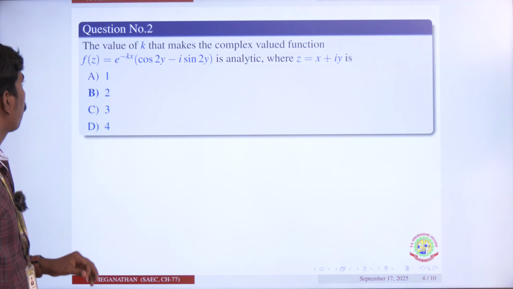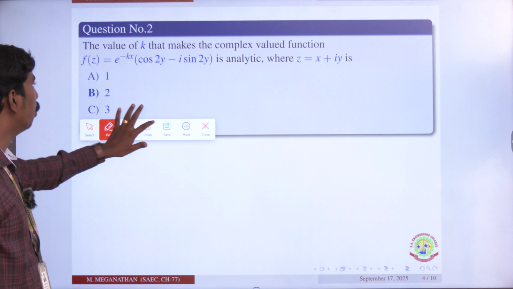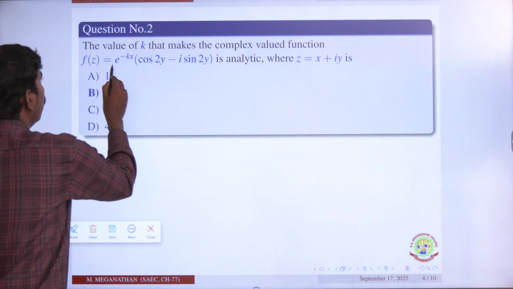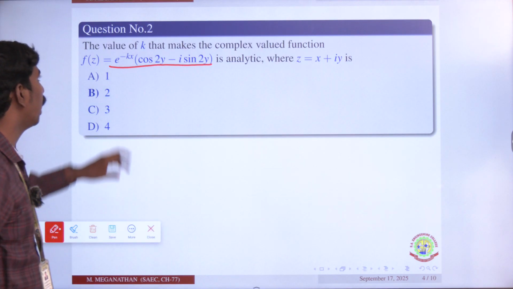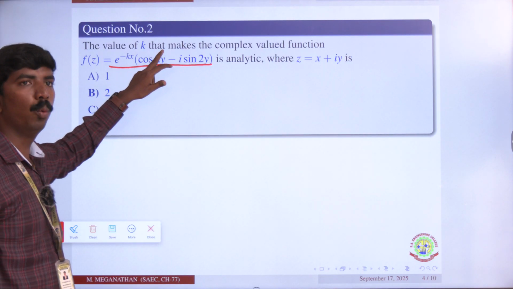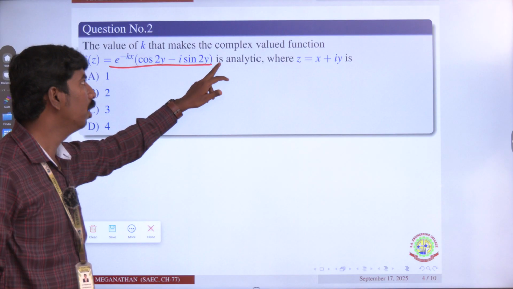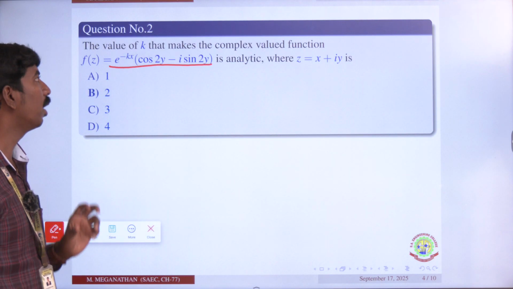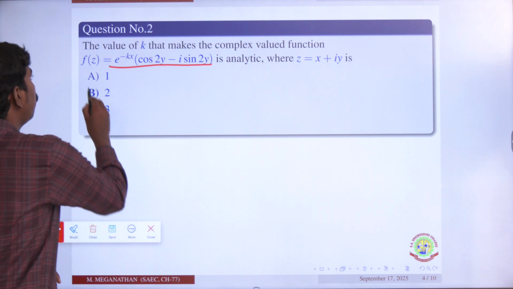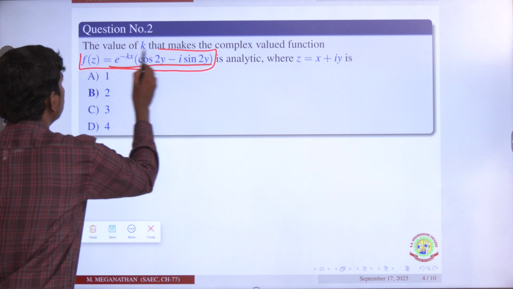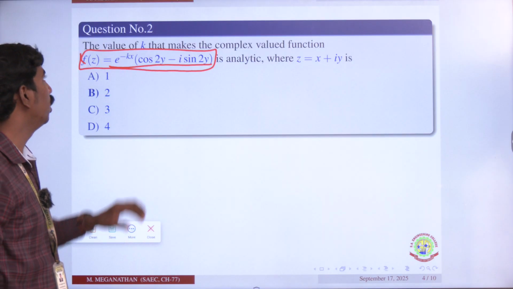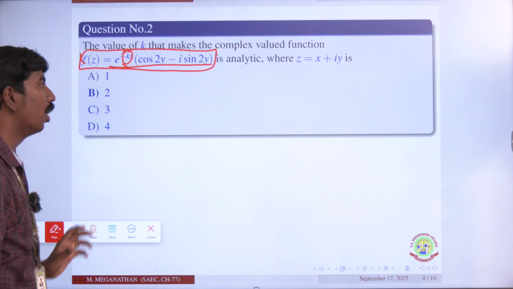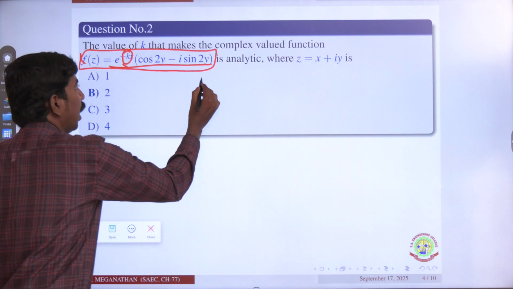So here they give the value of k that makes the complex valued function f of z equal e power minus kx into cos 2y minus i into sin 2y analytic, where z equal to x plus iy. So what is my aim in this problem? They given this f of z is an analytic function. So I need to find out the value of k. They given already f of z is analytic, so I know the definition.